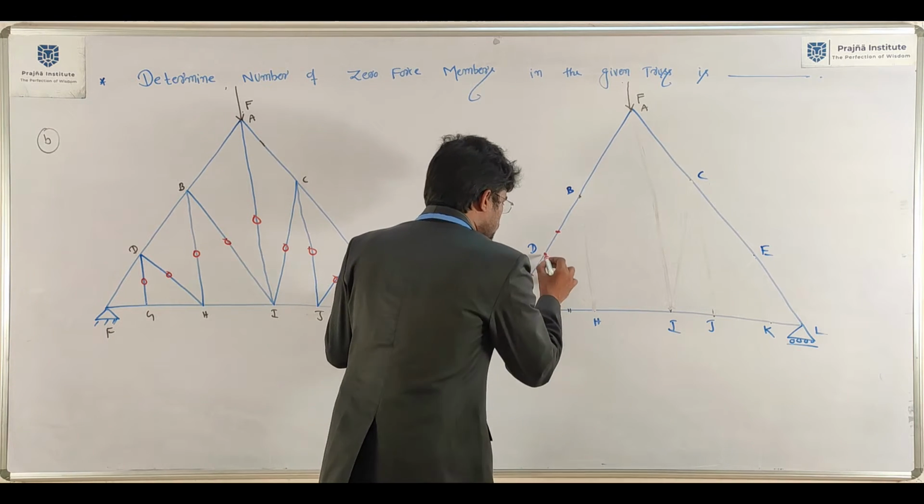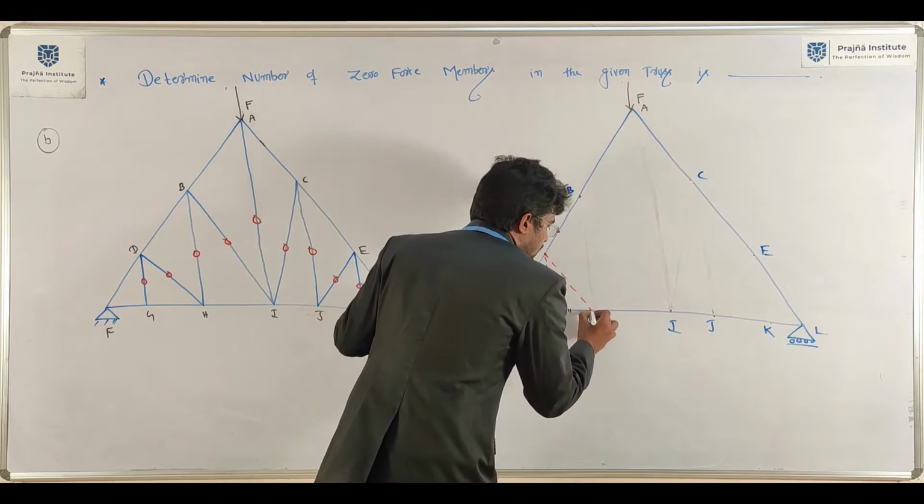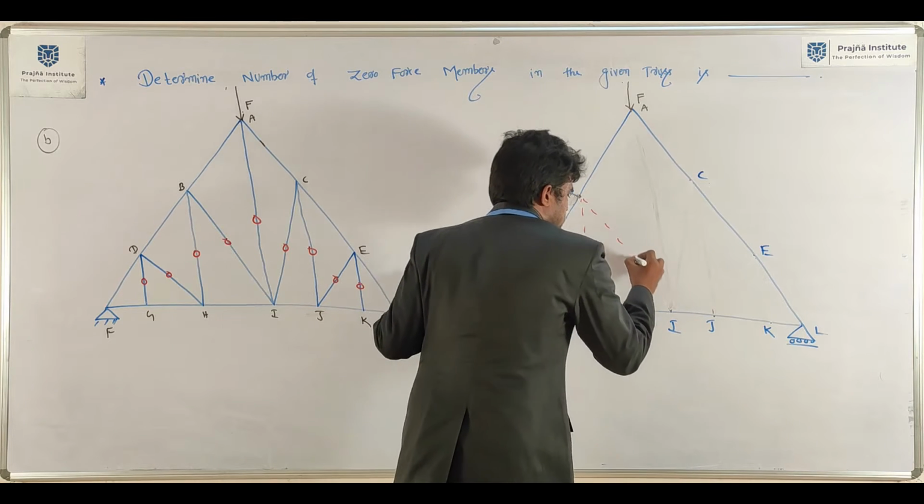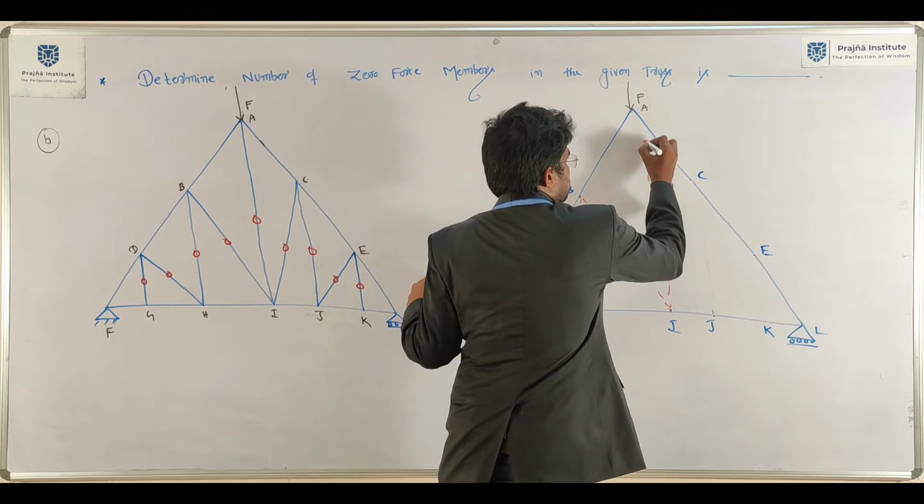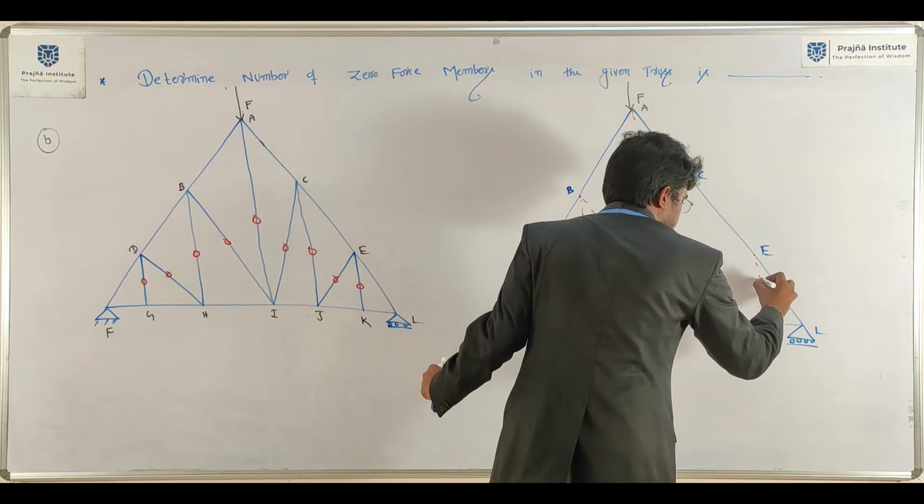This is the way to determine the number of zero force members in the given truss.